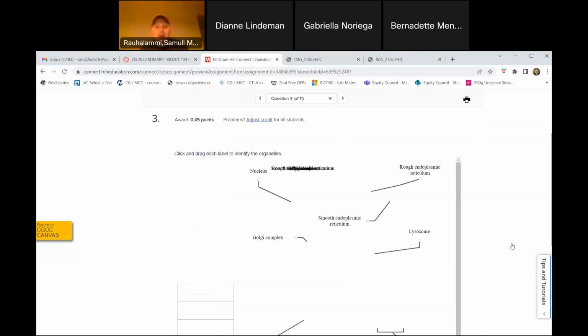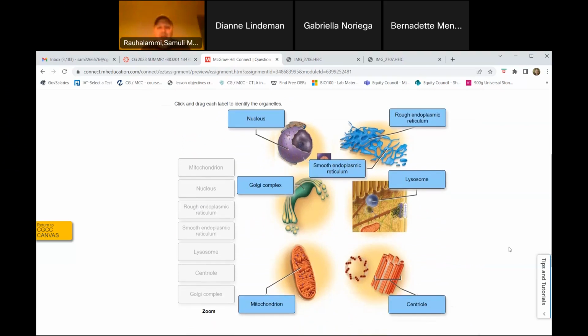Here you're labeling different parts, different organelles of the cell. So the nucleus is typically located at the center of the cell and contains the DNA. So we saw DNA doesn't leave the nucleus. We talked about this endoplasmic reticulum.